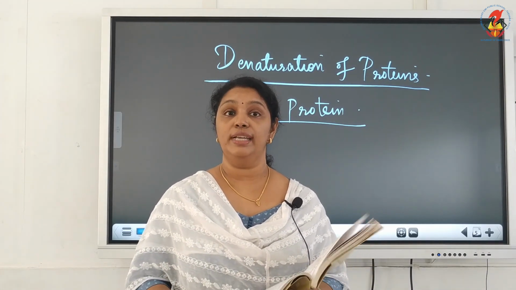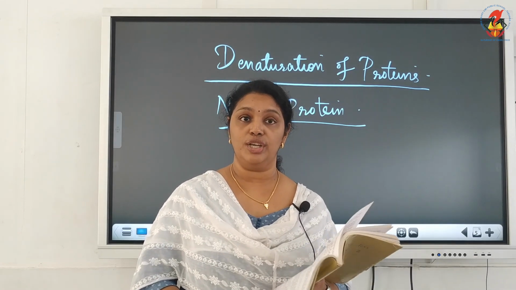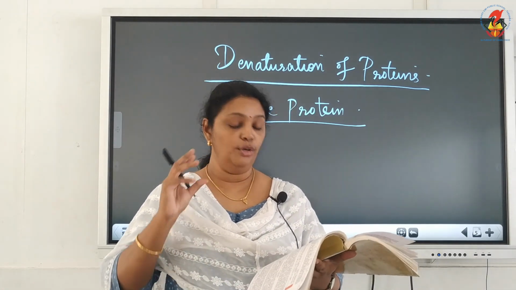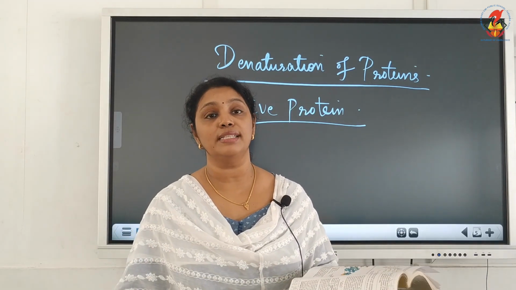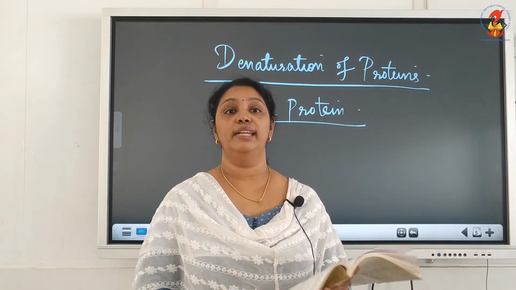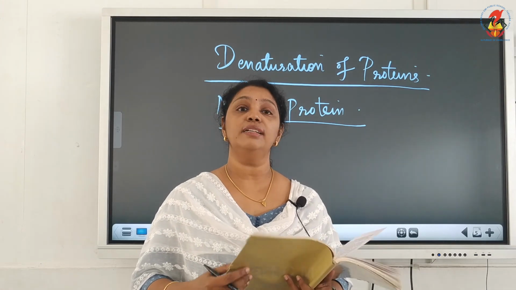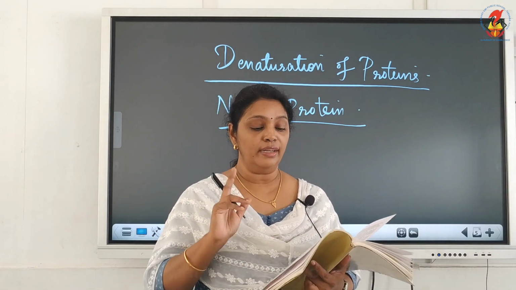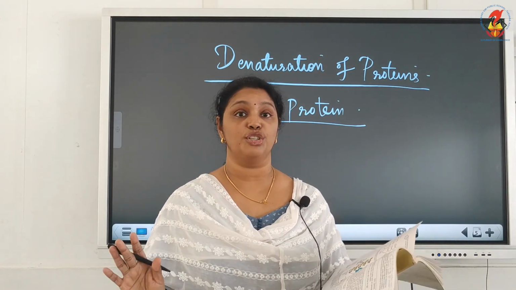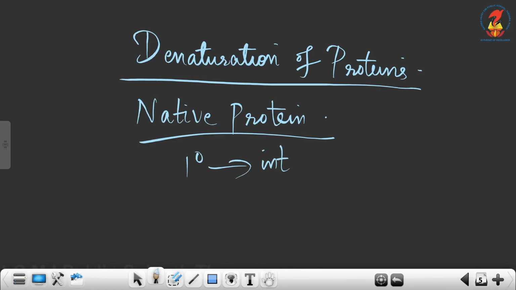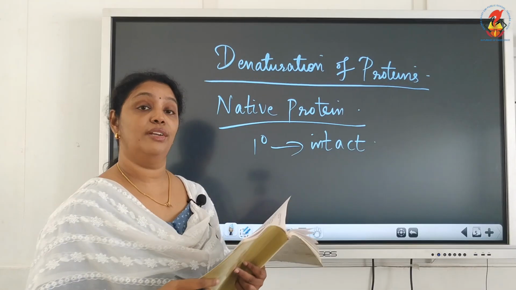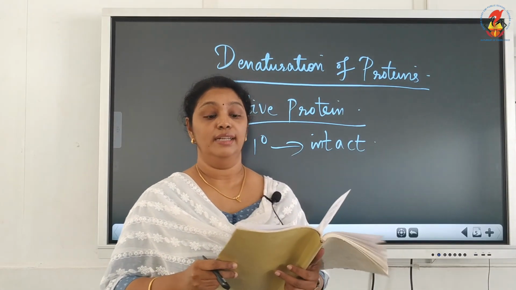So, when protein is subjected to a physical or chemical change, what will happen? The globules unfold and the helix gets uncoiled and the protein loses its activity. This is called denaturation of protein. And as a result of denaturation, the secondary and tertiary structures are destroyed, but the primary structure will remain intact. There is no change for the primary structure, but the secondary and tertiary structure of protein will get destroyed.